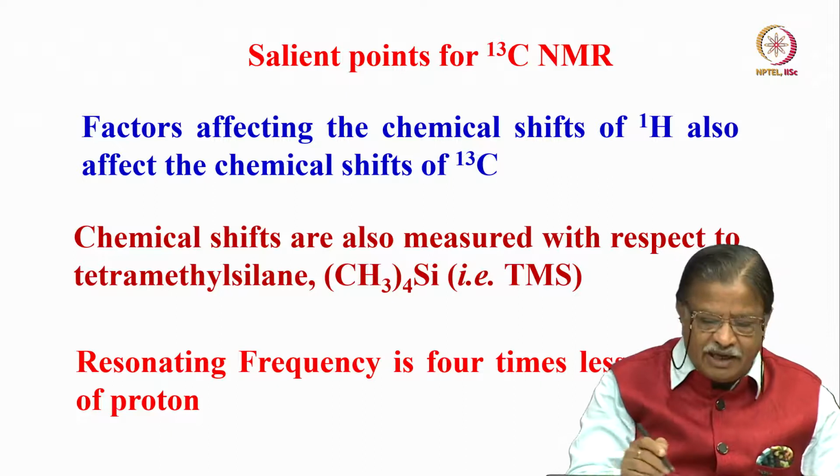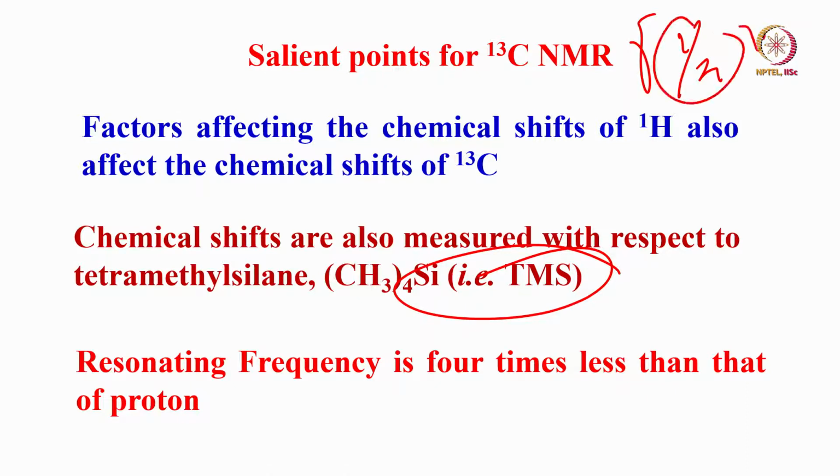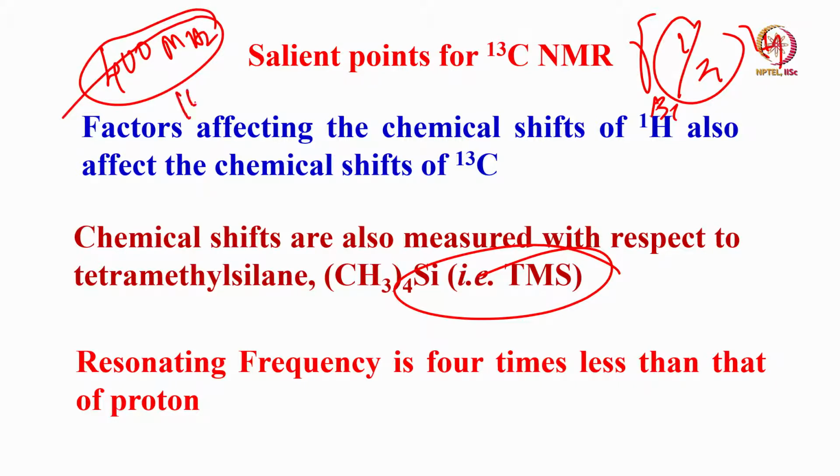Another salient point: the factors that affect the chemical shift of protons, which we discussed, are applicable for carbon 13 also. Here also we use TMS as the reference, like in proton. The only thing is the gamma of carbon is 1/4 that of proton. As a consequence, the resonating frequency is 4 times less than that of proton. That's what we discussed last time. If I have a spectrometer of 400 megahertz, that means proton resonates at 400 megahertz, and carbon 13 comes at 100 megahertz.